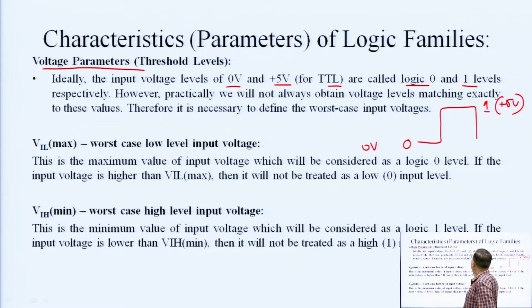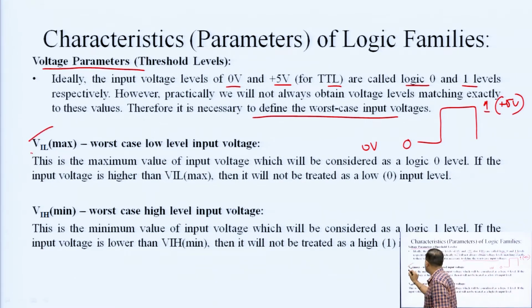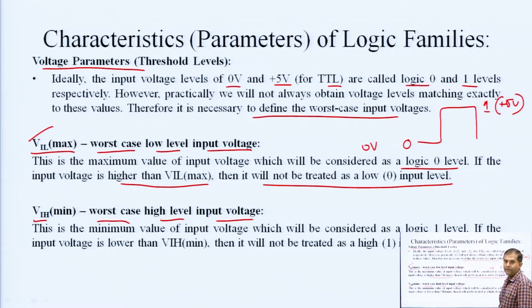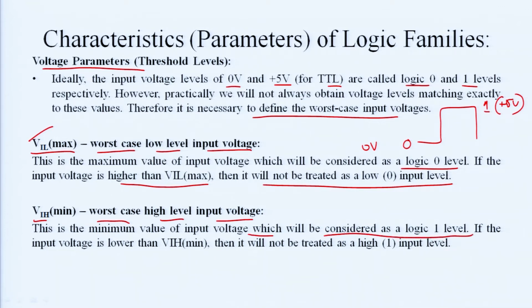However, practically we will not always obtain voltage levels matching exactly these values. Therefore, it is necessary to define the worst case input voltages. The first one is VIL max, the worst case low level input voltage, and this is VIH min, the worst case high level input voltage. What are they? VIL max is the maximum value of input voltage which will be considered as a logic 0 level. If the input voltage is higher than VIL max, then it will not be treated as a low input level, got it. VIH min is the minimum value of input voltage which will be considered as a logic 1 level. If the input voltage is lower than VIH min, then it will not be treated as a high input level, got it.